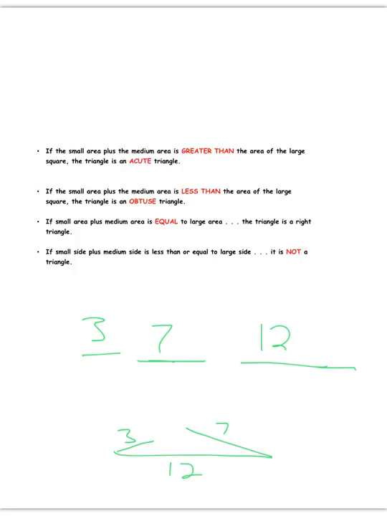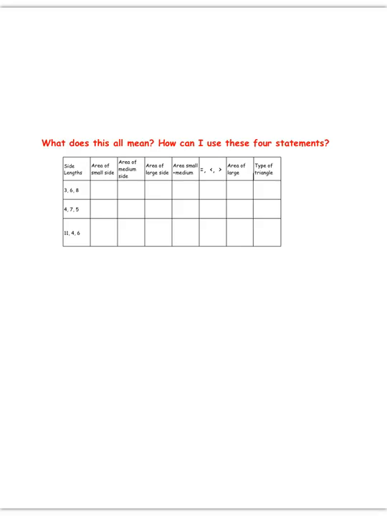Let's see what we have here. The area of the small plus the area of the medium is less than the area of the large. That means my triangle is obtuse. So what does all this mean? How can we use these 4 statements? Well, here are 3 quick examples.